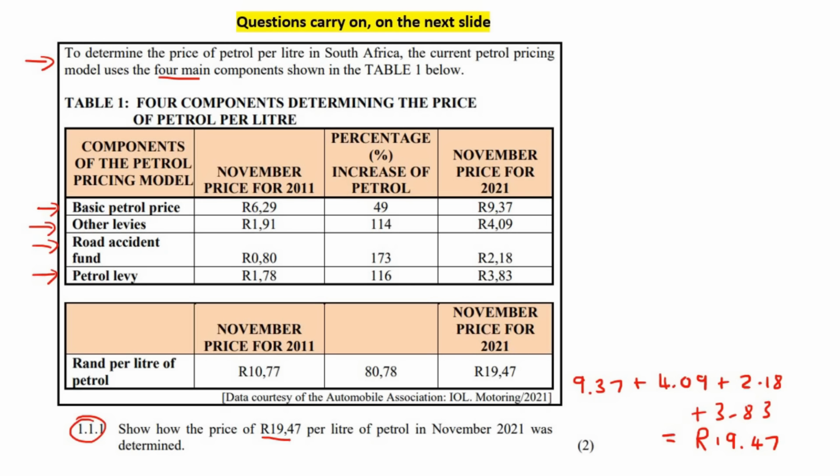Just a little bit more about this table. These ones are the same, but that's just for 2011. Here they're just showing a petrol price increase from 2011 to 2021, okay? So they're just showing you the increases of 49%. This one was increased by 114%, and so on and so forth. And then they're just showing you the petrol price in 2011, and then in 2021, and the percentage increase. Okay, so let's move on to the next part.